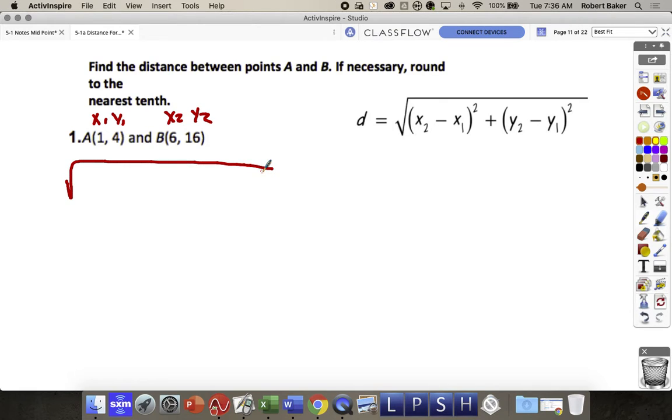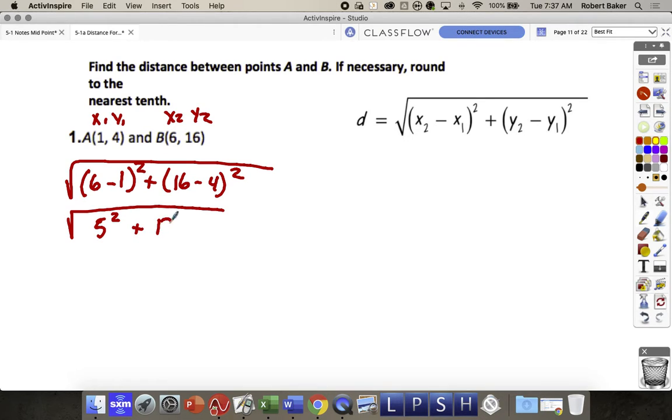The square root of x2 minus x1 squared plus y2 minus y1 squared. Okay, at this point, if you have a calculator, you can just go straight to the calculator and type that in. We're gonna hand math it real quick and double check our work. So you're gonna math inside the radical. 6 minus 1 is 5 squared, plus 16 minus 4 is 12 squared.